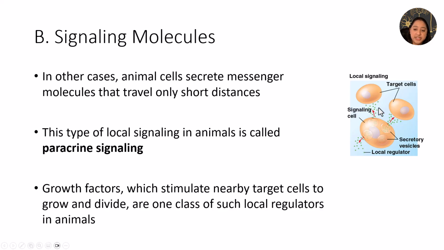And so here is a picture. Here's a cell. It's making some kind of protein that it wants to send out, and then those signaling molecules can travel short distances to talk to nearby cells. So for example, growth factors: say there's a little zygote and it's getting ready to divide and become an embryo. Some cells might secrete growth factors, and they stimulate nearby target cells to grow and divide. And so those are one class of local regulators in animals.